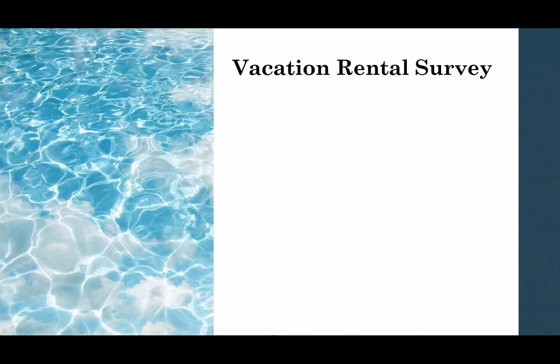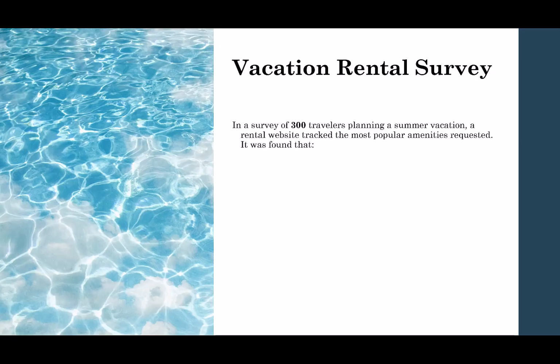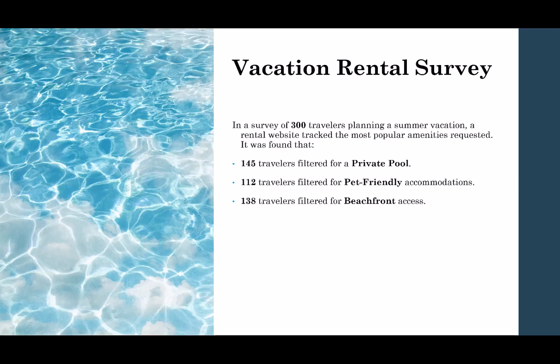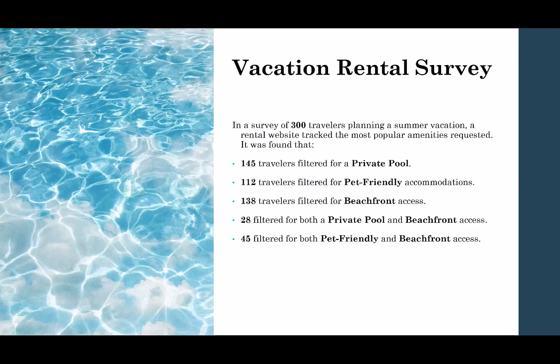In our vacation rental survey, we have 300 travelers planning a summer vacation. The rental website they use tracked the most popular amenities requested. They found out that 145 travelers filtered for a private pool, 112 filtered for pet-friendly accommodations, and 138 filtered for beachfront access. 28 travelers looked for both a private pool and beachfront access, 45 filtered for pet-friendly and beachfront access, 58 filtered for private pool and pet-friendly, and 12 filtered for all three of these amenities.